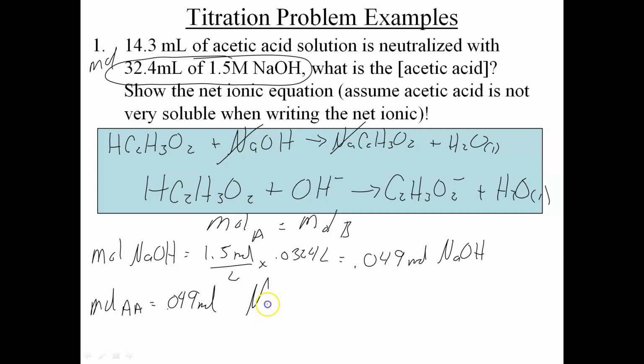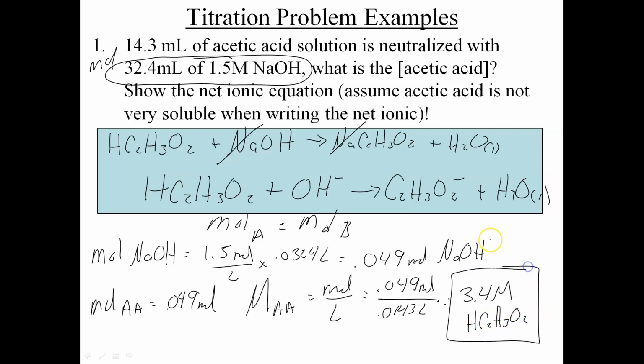I want to find the molarity of the acid. So the molarity of the acetic acid, I'm just abbreviating it because I don't feel like writing the whole thing out. The molarity is moles per liter, right? So that's 0.049 moles. And how many liters of acid did we have? We had 14.3 milliliters, so that is obviously 0.0143 liters. And you end up with a molarity of 3.4 molar acetic acid.